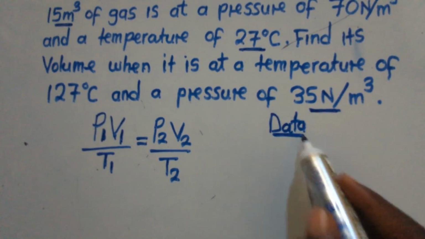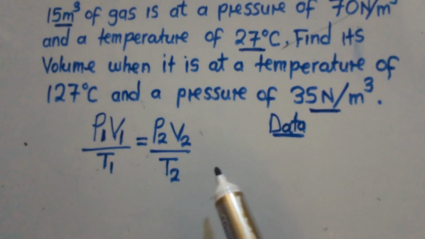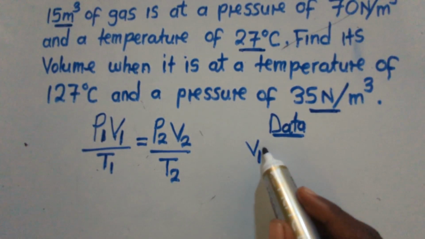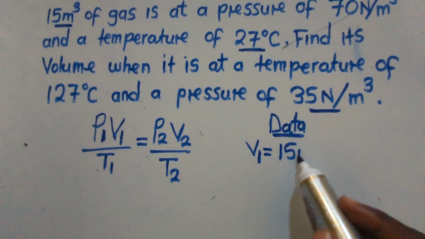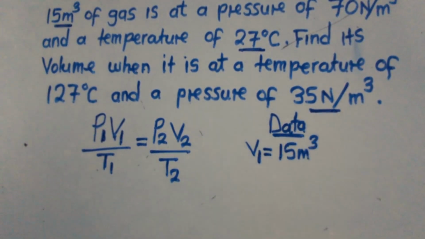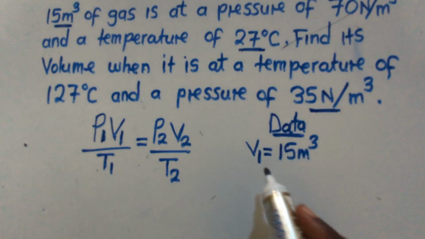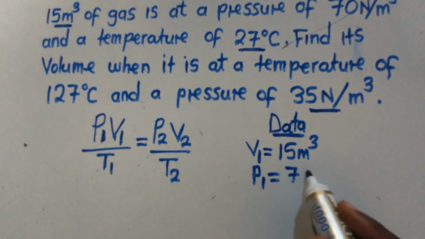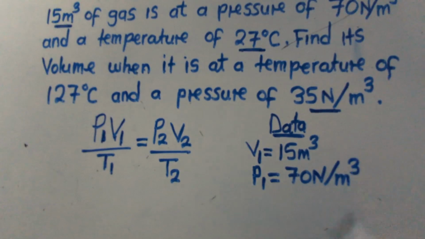What is given? The first one that is given is the volume, 15 cubed meters. So that is volume 1. Volume 1 is 15 cubed meters. Then it is at a pressure of 70, so pressure 1 is equal to 70 newtons per cubed meter.